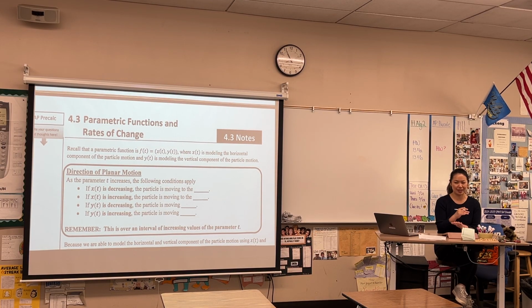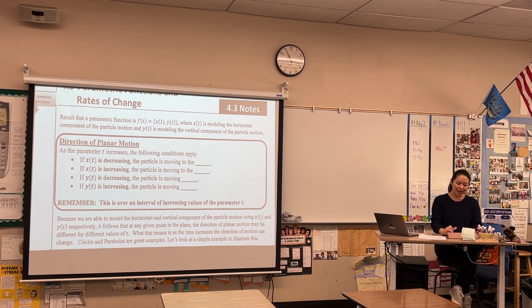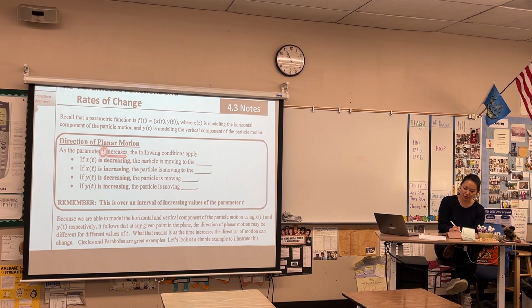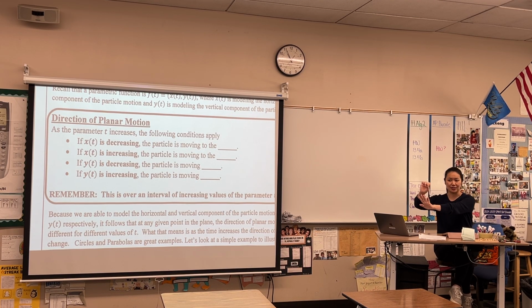Alright, let's go ahead and talk about the rates of change when it comes to these parametric functions. Like how is it changing, especially because we have those arrows, which makes things a little more interesting. So as the parameter t increases, the following conditions apply. If x is decreasing, just think about x as horizontal motion. If it's decreasing, that means it's going to the left. As x is decreasing, your parametric function is going to go to the left. If it's increasing, it's going to go to the right.